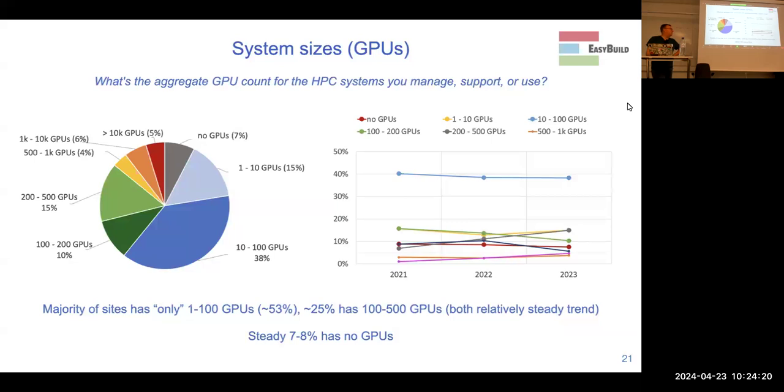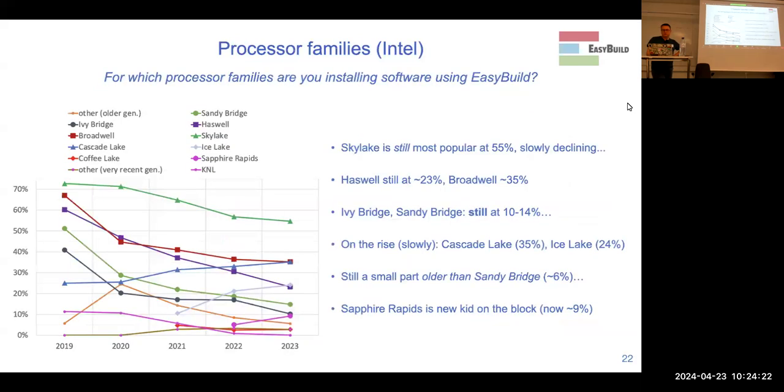All right, and pretty much all of this is NVIDIA. That's coming up as well. In terms of types of processors, Intel is still king today. It's going down. At least Intel Skylake is going down. Skylake is already actually relatively old, but it's still by far the most commonly used processor in the EasyBuild community, at least.